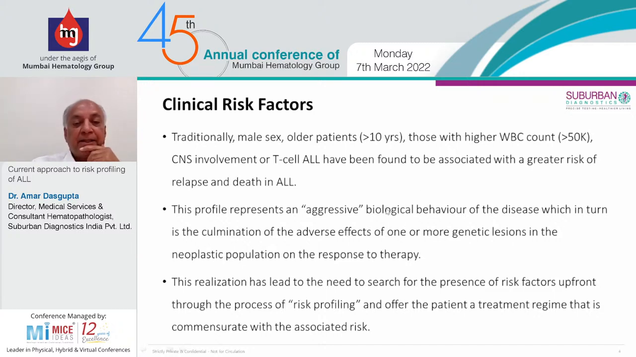And this realization that ALL is a heterogeneous disorder, even within the immunophenotypic subtypes, say for example B-ALL, has led to the need for search for the presence of risk factors upfront at the time of presentation of the patient through a process of what we now call risk profiling or risk stratification, and then offer to the patient a treatment regime that takes care of the associated higher risk of poor response or lower survival or early relapse. So this is the objective of risk stratification or risk profiling.